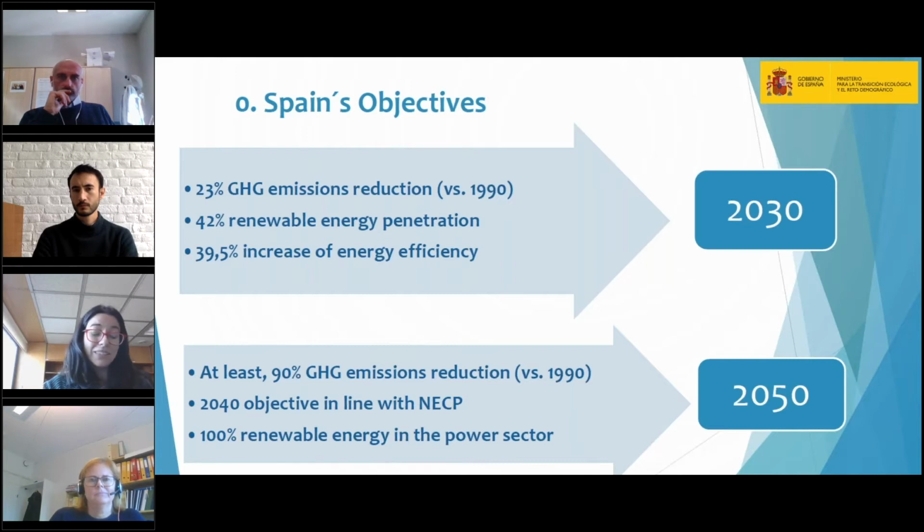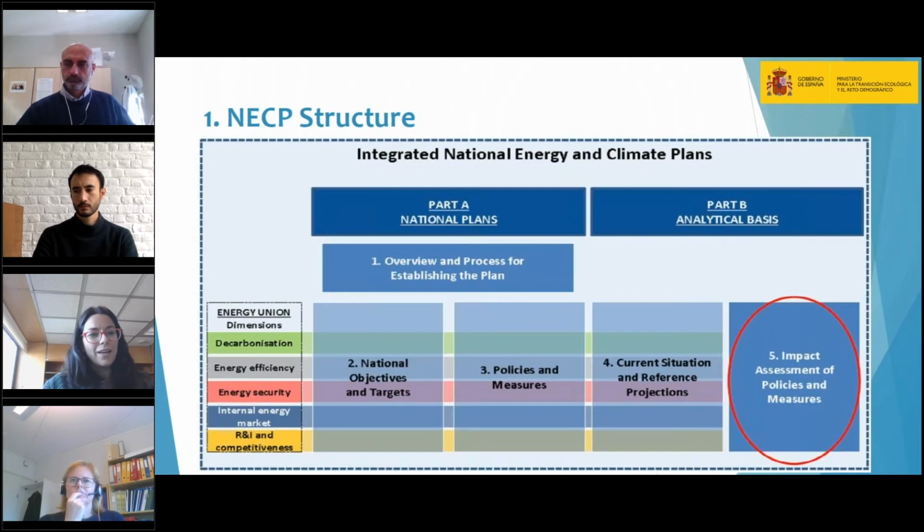I would like to also mention that these objectives, if you remember the objectives for the European Union that Clement mentioned at the beginning, are very much in line with the European Union, and we think that Spain makes a big contribution to achieve carbon neutrality in 2050 and to achieve all the targets set at the European level. I'm not going to go through this because Clement has explained the structure of the NECP.